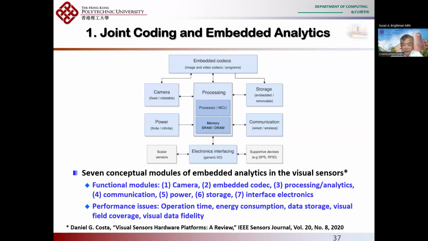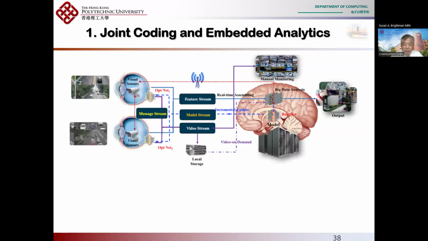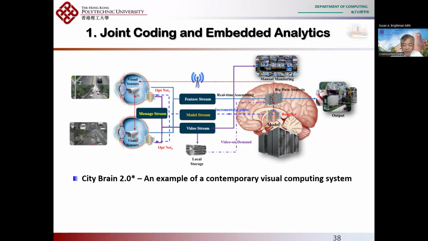Okay, so with this, we have one example doing quite good in terms of coding and embedded in the net here, and this is called City Brain. This is an example of a contemporary visual computing system. They have very efficient video data encoding and compact feature extraction. In the middle here, you see three channels. One is a feature stream. The other one is a model stream. And then finally, we have the video stream.